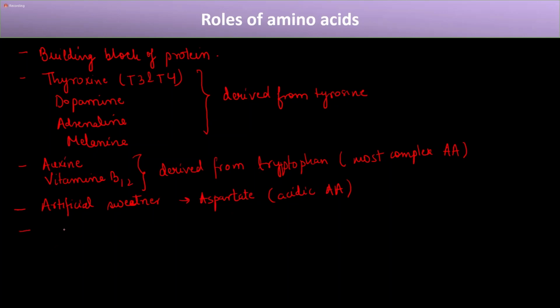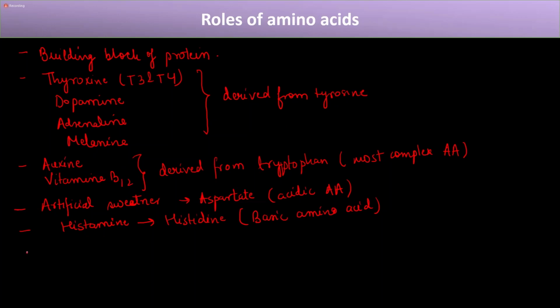If we talk about histamine, then these are derived from another amino acid that is histidine. And what is histidine? Histidine is a basic or positively charged amino acid, right? Basic amino acid. Okay. Now, we have seen there are several other various roles of amino acids, but these are the roles that are very important.